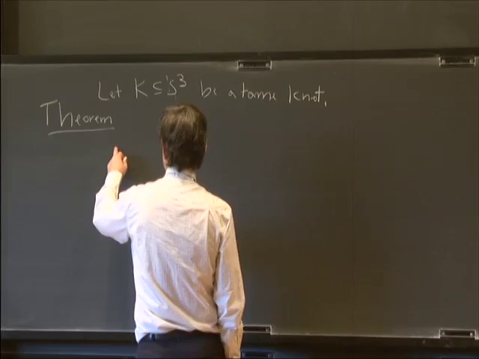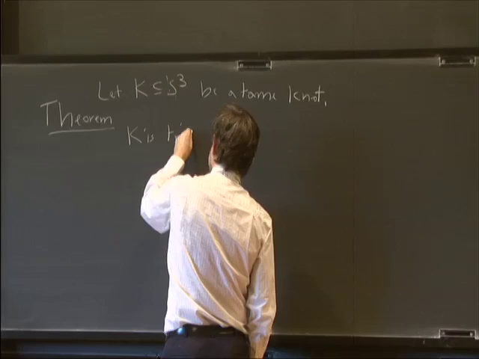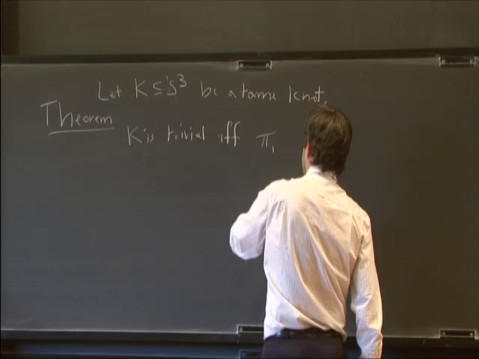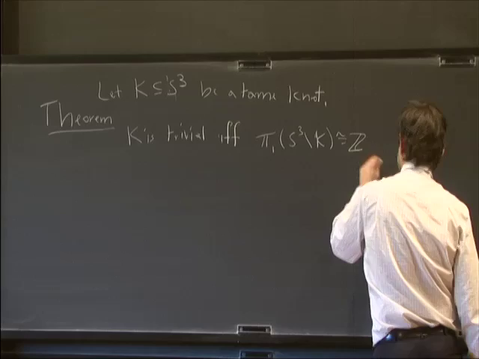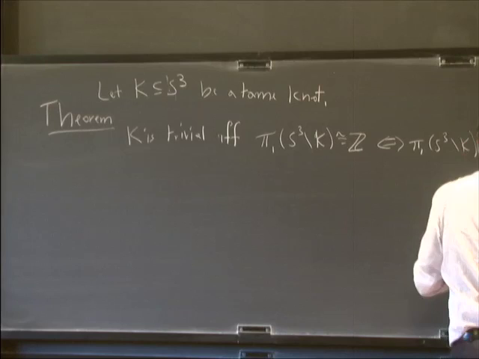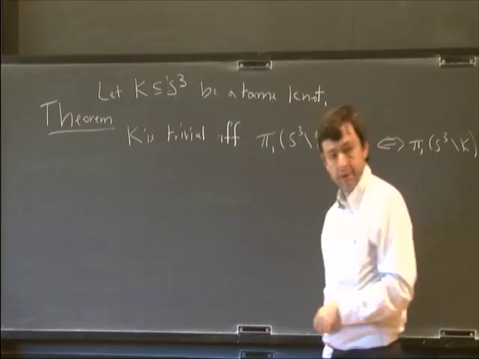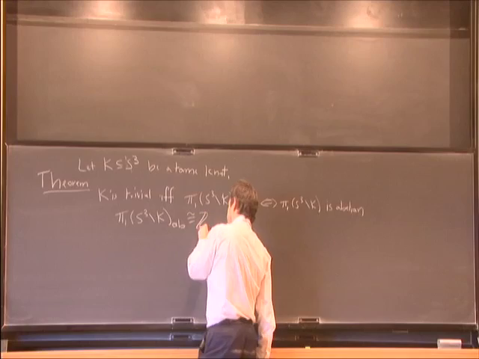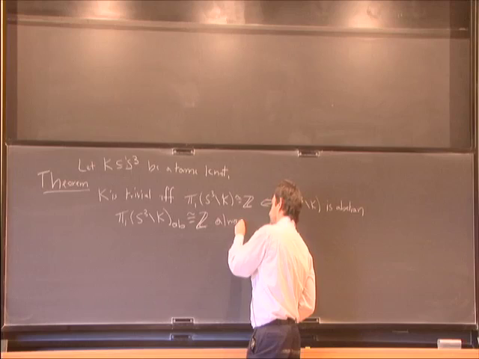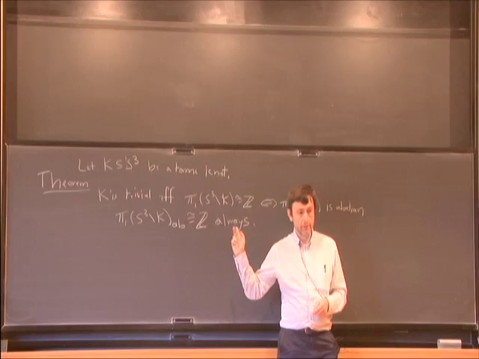So anyway, the theorem: K is trivial if and only if pi 1 of S3 minus K is isomorphic to Z if and only if pi 1 of S3 minus K is abelian. Okay. And then you also have the theorem that the abelianization of the knot group is always isomorphic to Z. Okay. Always. So this is the criterion that my construction is based on. So this is what we are attacking.